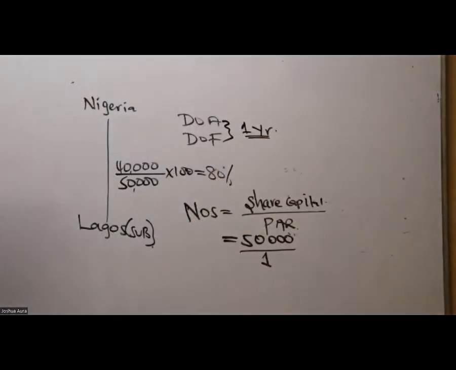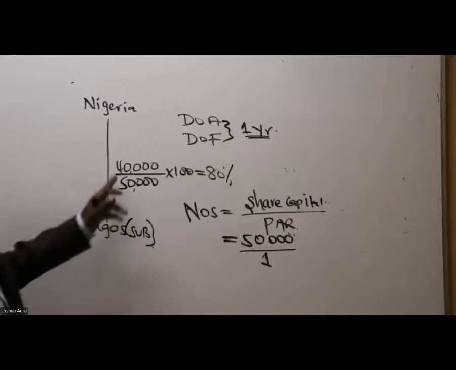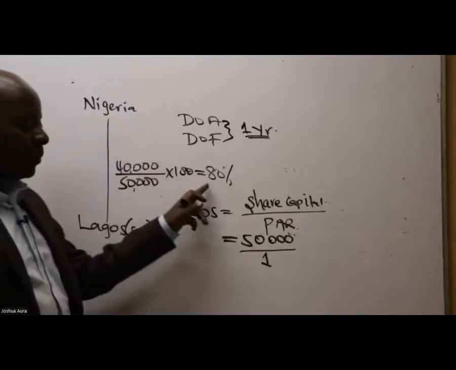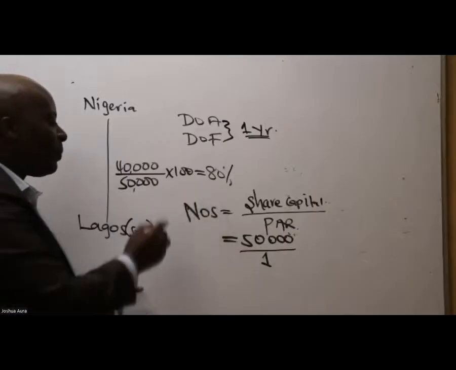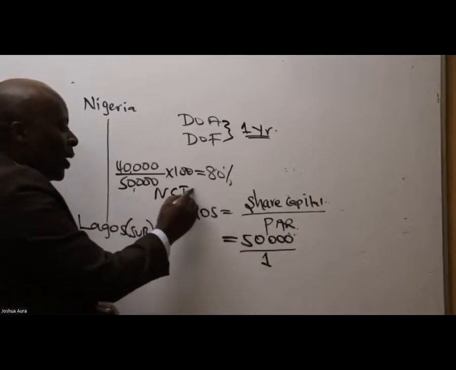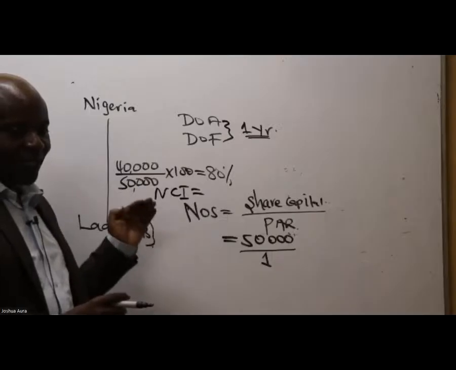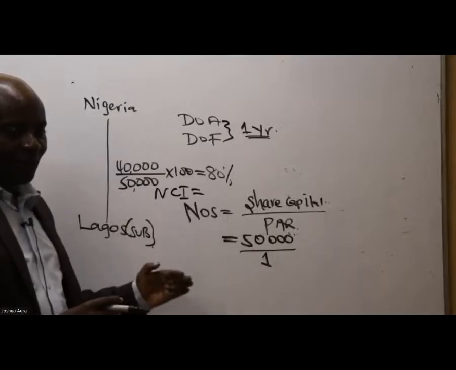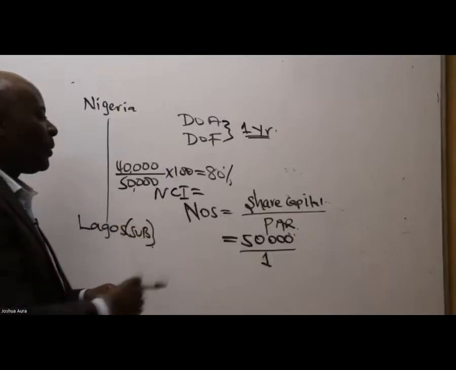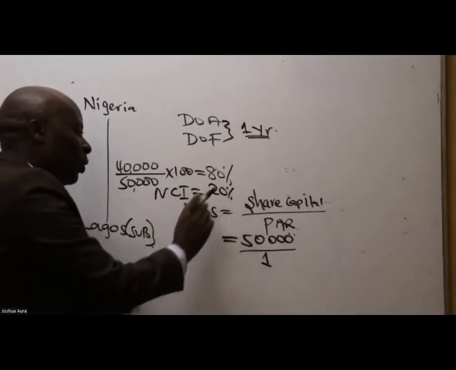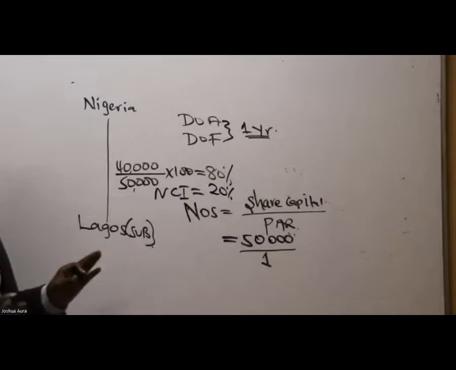Now, ladies and gentlemen, listen here. The parent called Nigeria has got 80%. So who can give me the percentage of NCI? If the parent has got 80%, NCI will be taking the complementing percentage, 20%. Thank you so much. You leave it there.